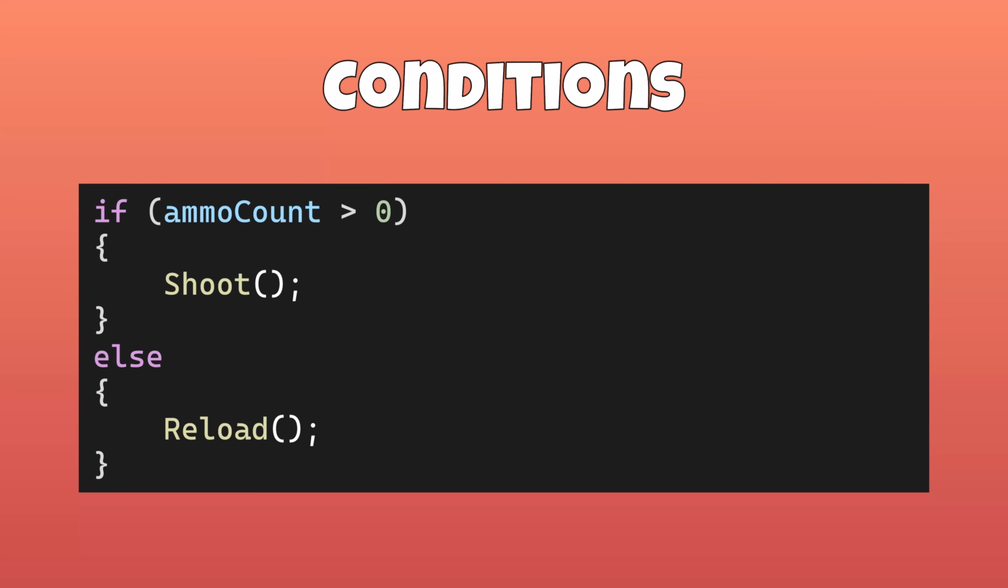Here is an example of a condition that can be tested in a shooting game when the player wants to shoot. If there is any ammunition left, the shot is fired by calling the shoot method. Otherwise, the reload method is called to reload the weapon.